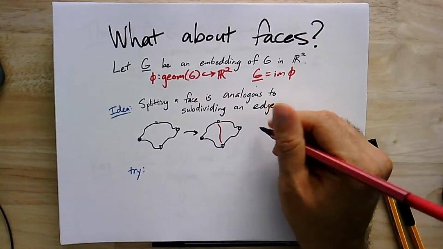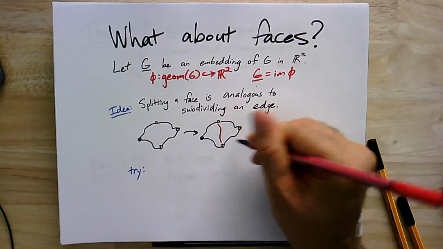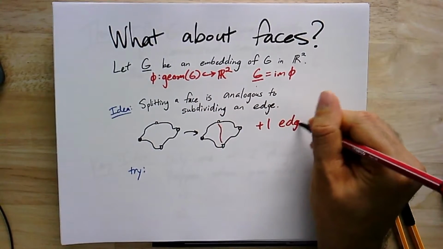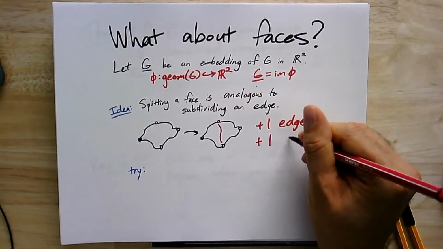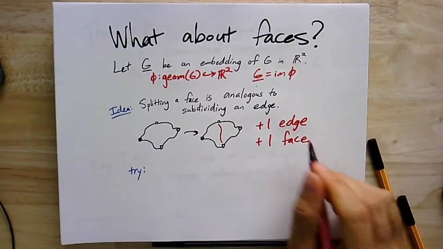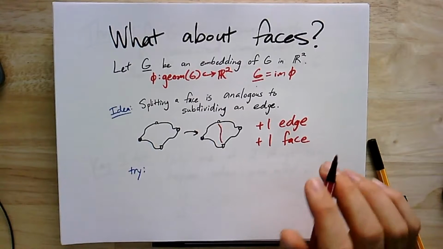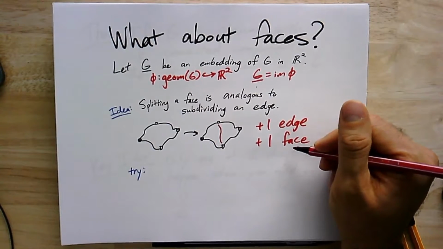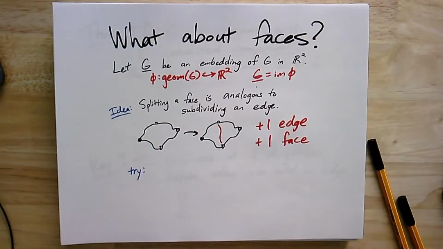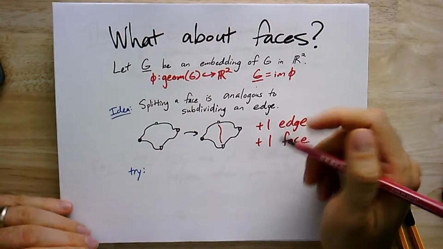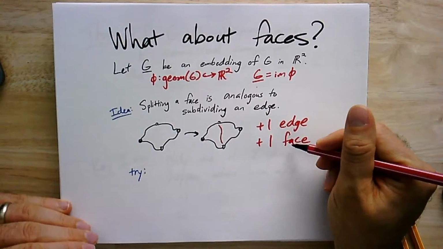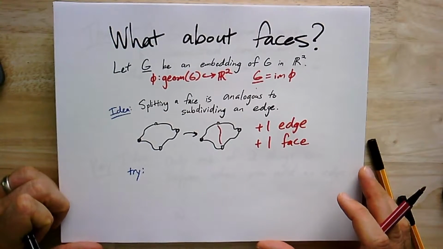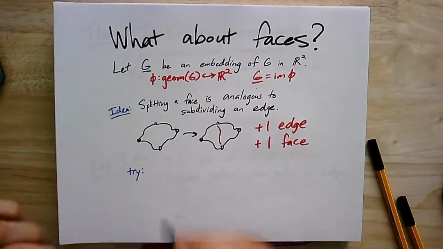And what I mean by that is if I add this edge that cuts a face into two, I've added one edge and I've also added one face. So if I wanted to keep something invariant, I would need to have this subtraction between edges and faces. That is, if I go plus one edges, I should go minus one face, or if I go plus one face, I should go minus one on the edges. If that's not so clear, let me actually write it out.